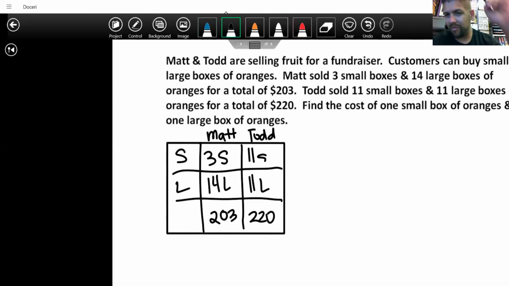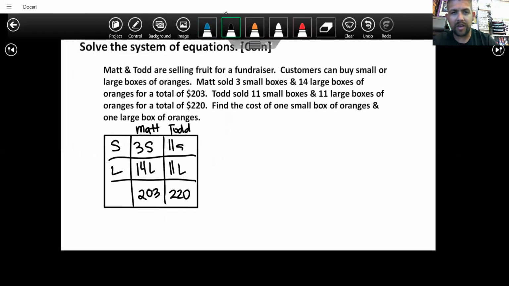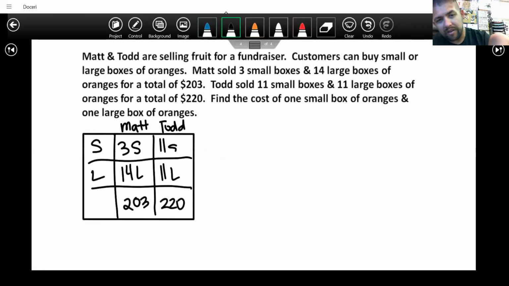I think it's going to be really, really big numbers, but it's okay. We'll set up for it. I'll do the math for it, so it's okay. So we have our 3S plus 11S is equal to 203.